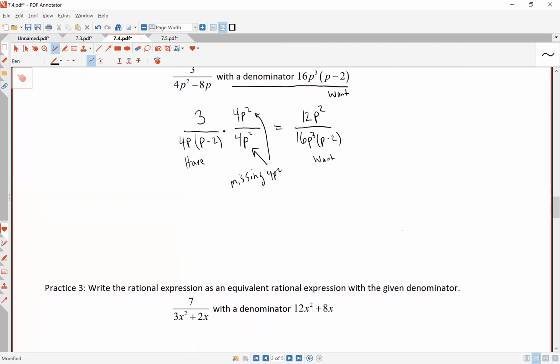So here's a practice problem for you to do. I encourage you to press pause on your video and try your best to work it out, and come back when you're ready to see the problem worked out.